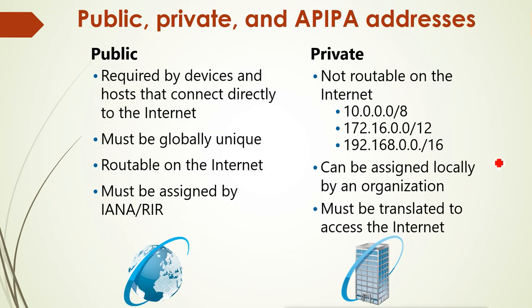Now when we talk about the IP addresses, we have class A, B and C which we use. In that we have two types of addresses, public and private, and also APIPA addresses. Now public addresses are what? Addresses which are required by the devices and hosts that connect directly to the internet.